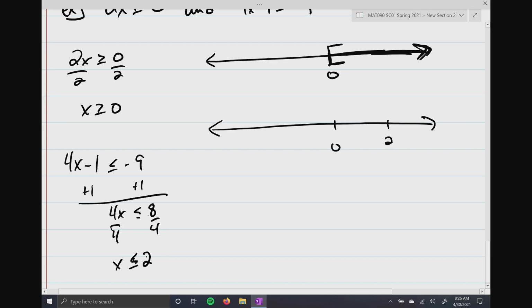It is negative 2. You are correct. Apparently, Mr. Float doesn't know negatives and positives yet. But this is going to be less than, and I shade to the left.